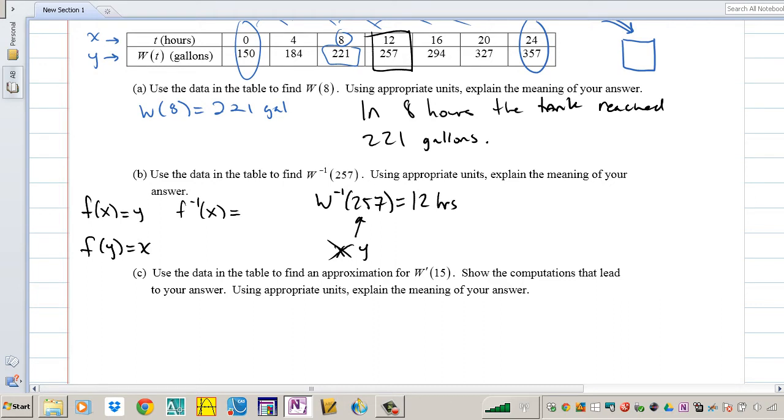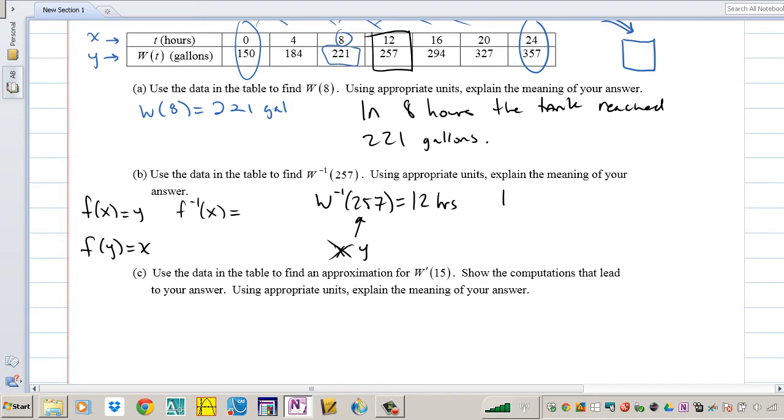Why do we do this? Well, we want to be very fluent in mathematics. We want to be able to understand the relationship of these things that are going on around us. So hours and gallons, we want to be able to distinguish them. So let's go ahead and explain this in words. So let's backtrack. 257 gallons equals 12 hours.